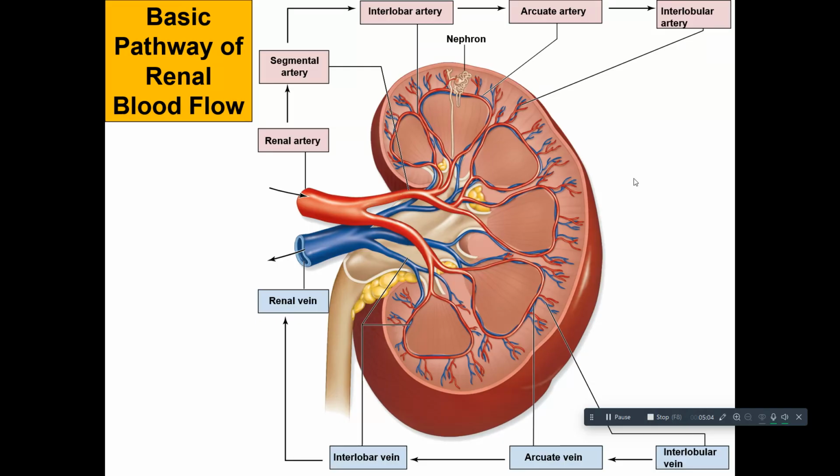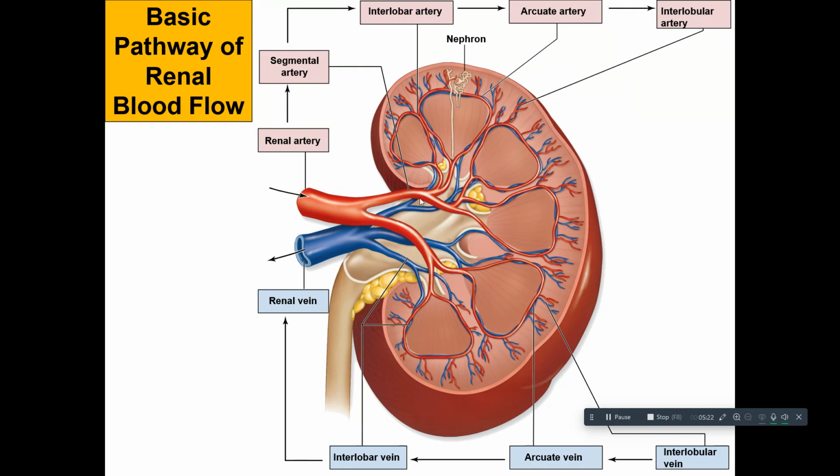So let's take a look at the gross vessels that we can see here. Starting with our renal artery, we know the renal artery is going to branch off the abdominal aorta. As the renal artery approaches the kidney, it is going to branch into some segmental arteries.